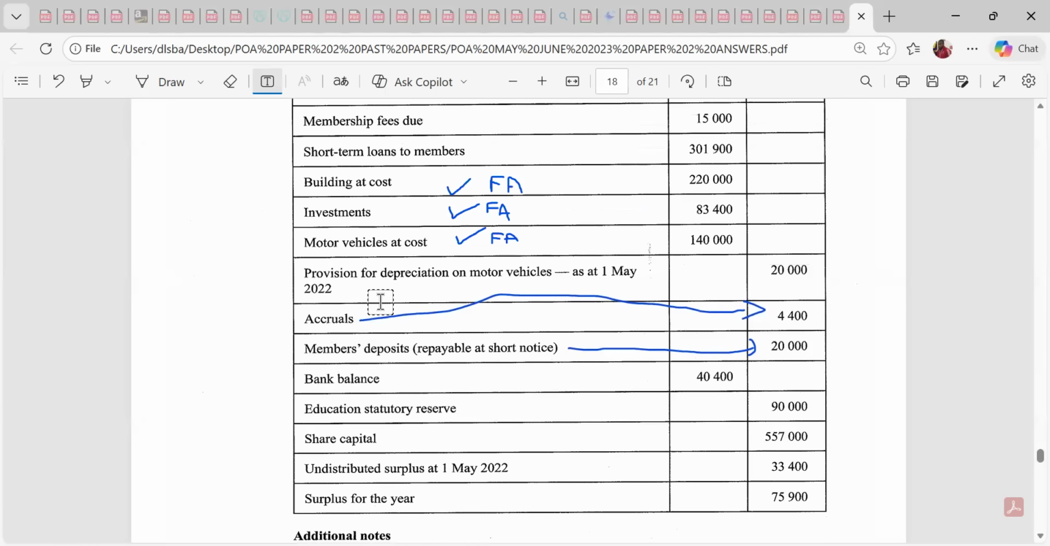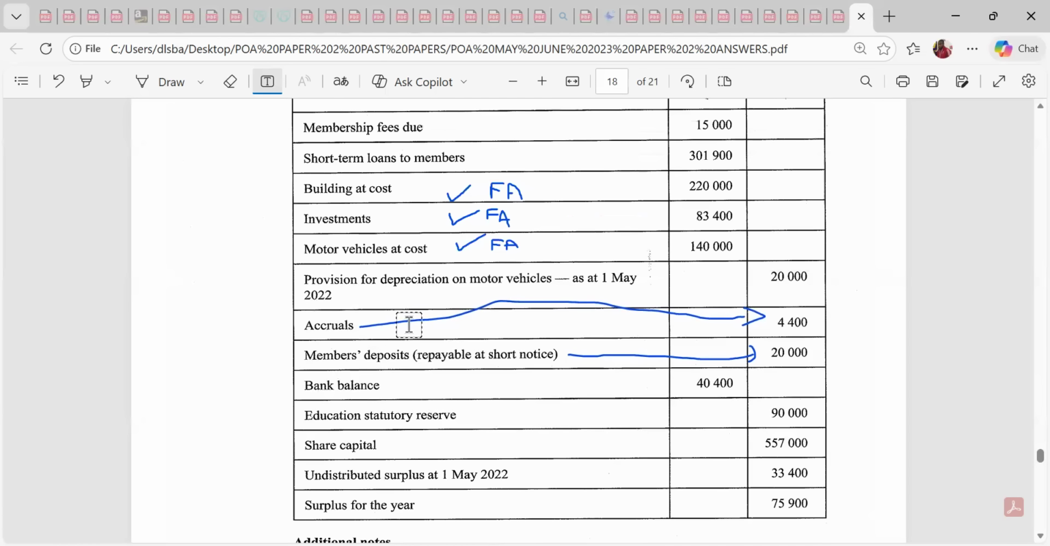Liabilities now. Here we have accruals. It's on the credit side, which means it's a liability. And then we have member deposits, repayable at short notice. Now, remember, I think I would have spoken about this sometime before. If I deposit money into my bank account, the way the bank looks at it, they now owe me that money. So for them, it's a liability. The same thing here. Member deposits: they deposit money into your account, you now owe them that money. So it's considered a liability.